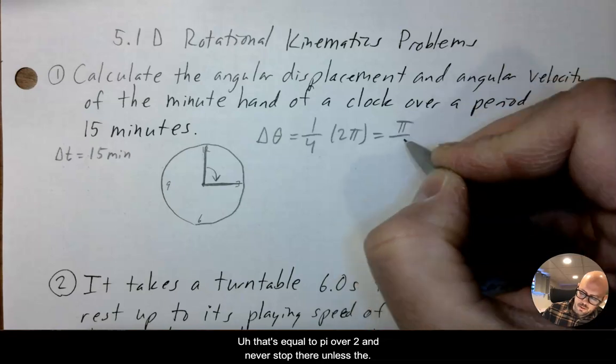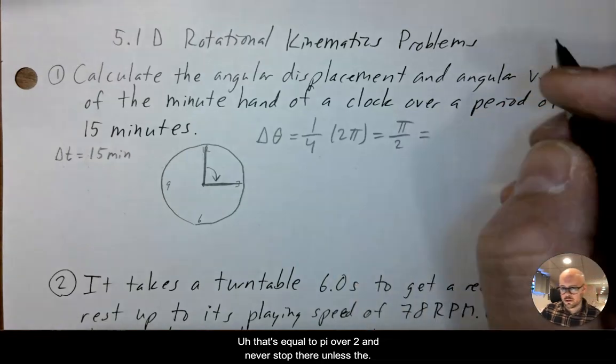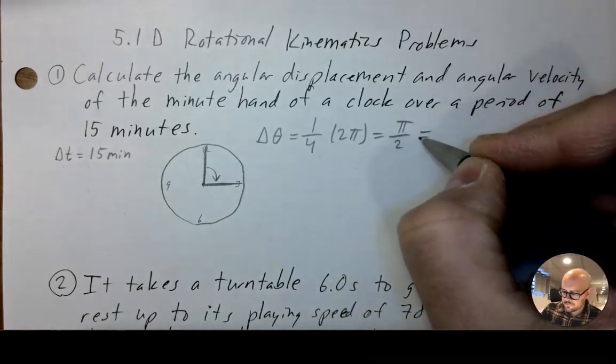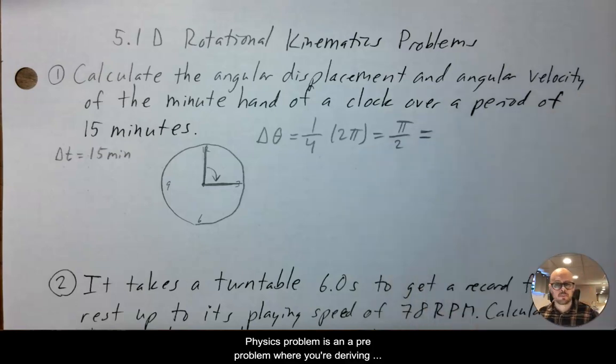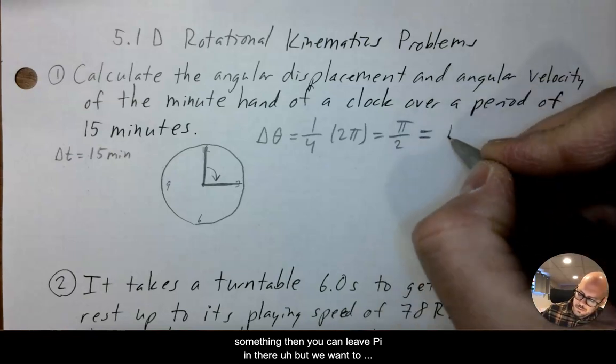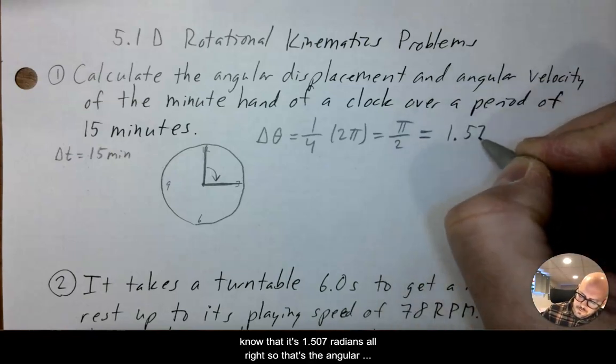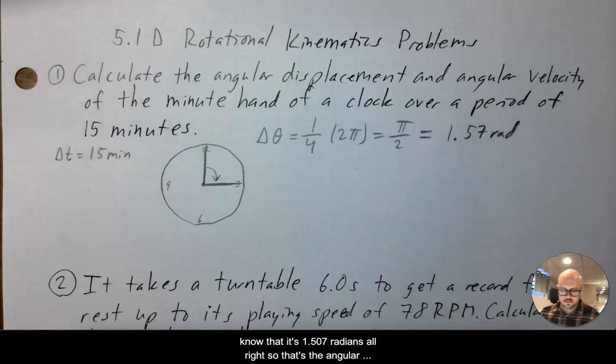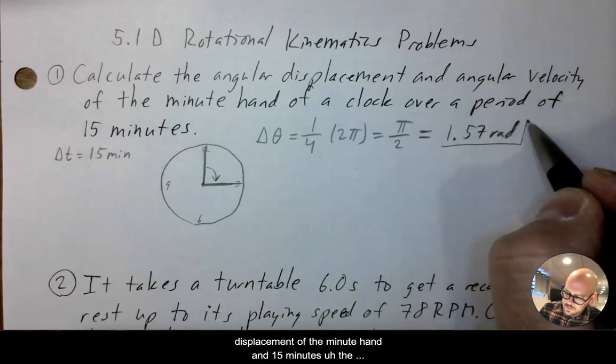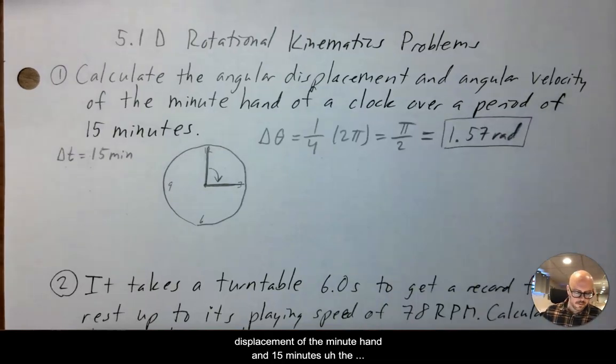That's equal to pi over 2, and never stop there unless the physics problem is an AP problem where you're deriving something. Then you can leave pi in there. But we want to know that it's 1.57 radians. All right, so that's the angular displacement of the minute hand in 15 minutes.